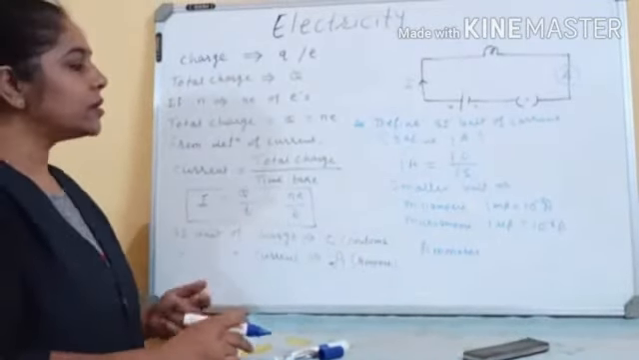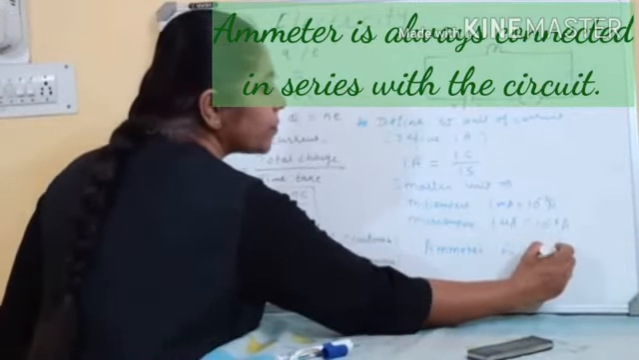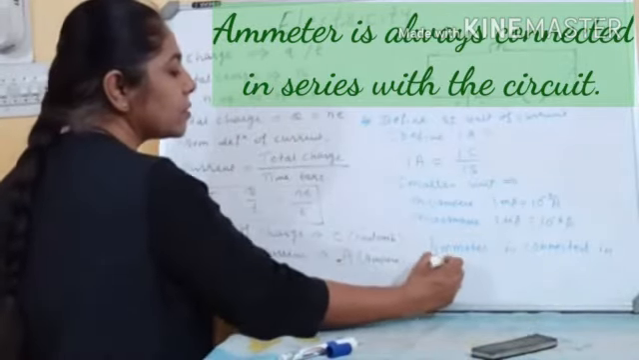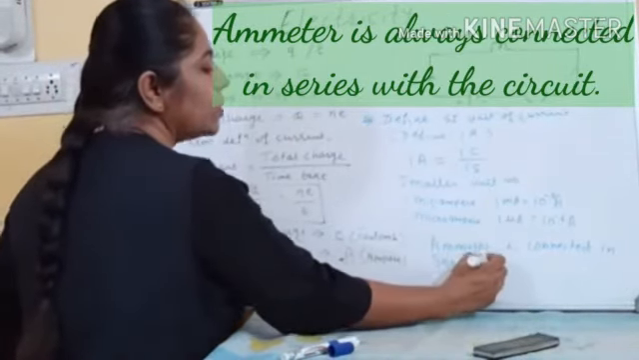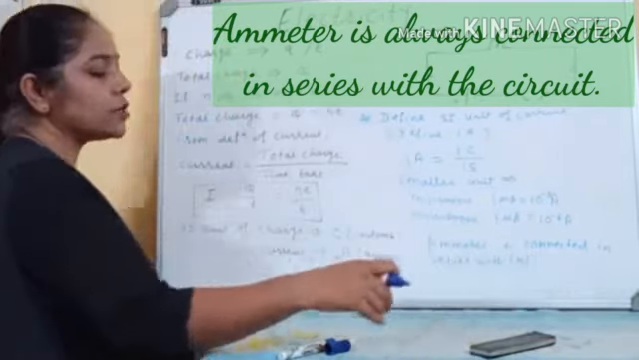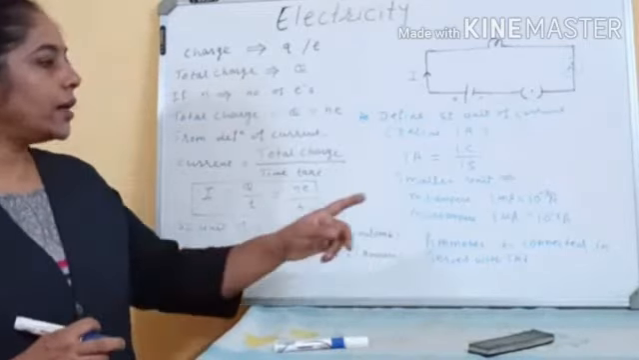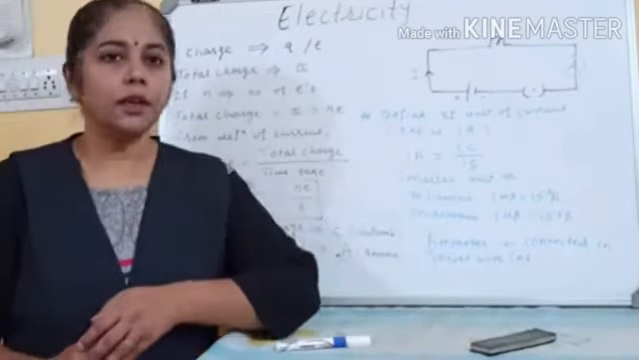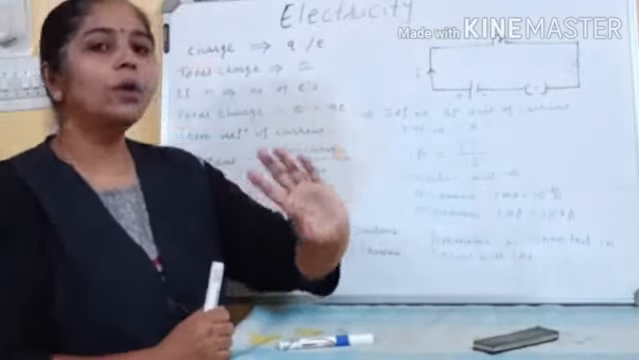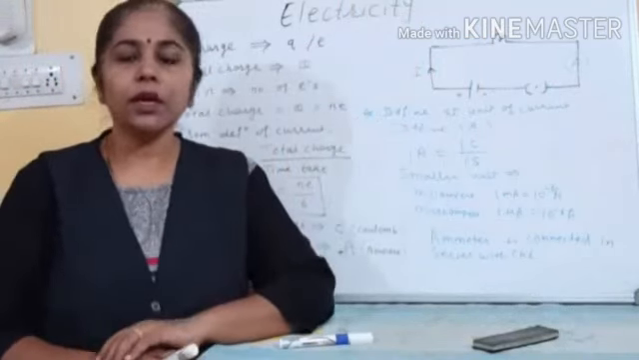So how is it connected in a circuit? In series. Write: ammeter is connected in series with the circuit. So ammeter is an instrument used to measure the current in a circuit, and it is always connected in series. Anywhere you connect it, it will give you the amount of current flowing at that time in the circuit.